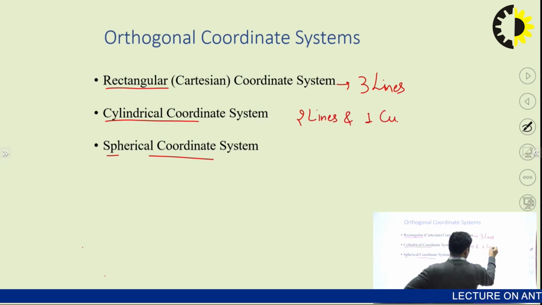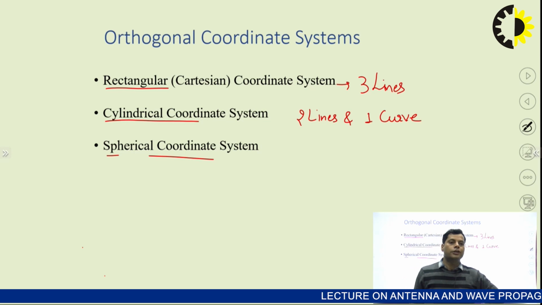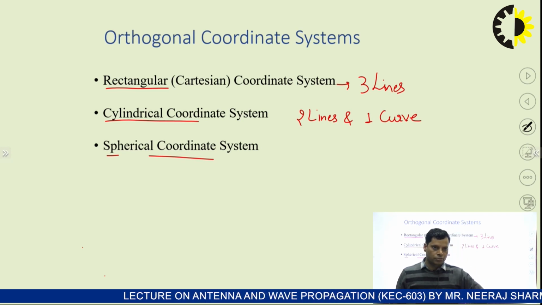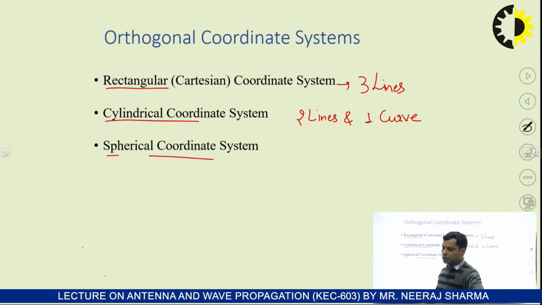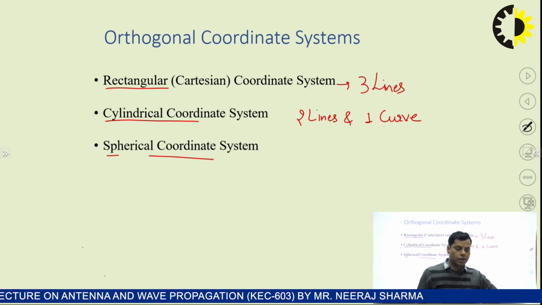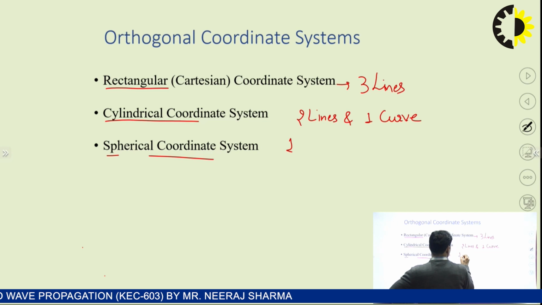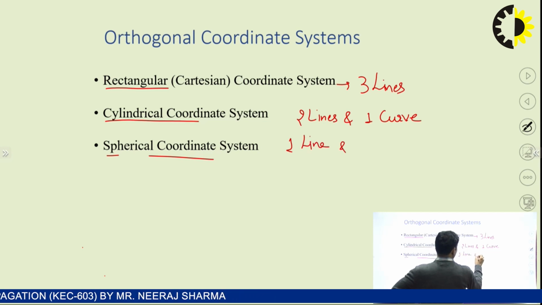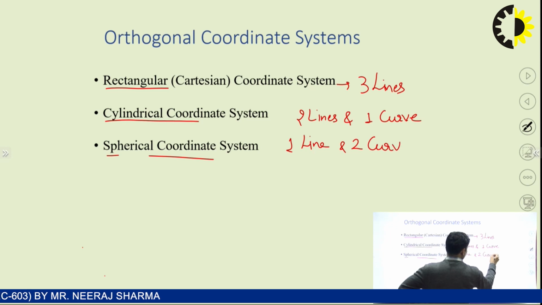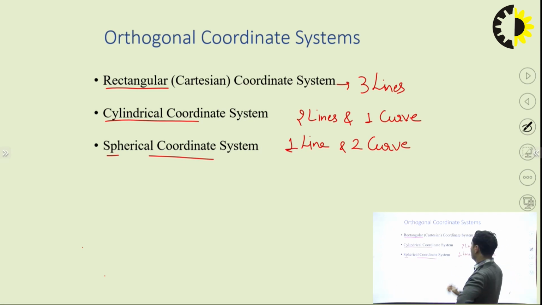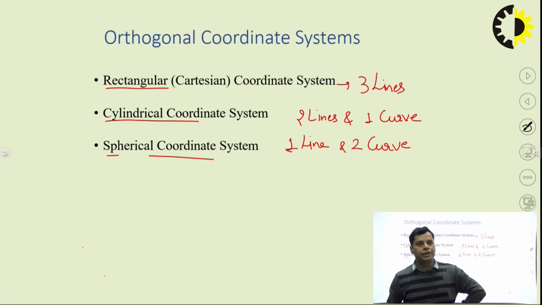two lines and one curve, then this system will be known as the cylindrical coordinate system. If we increase the curves, the curves will be two and the line will be one. So one line and two curves. It will be named the spherical coordinate system.